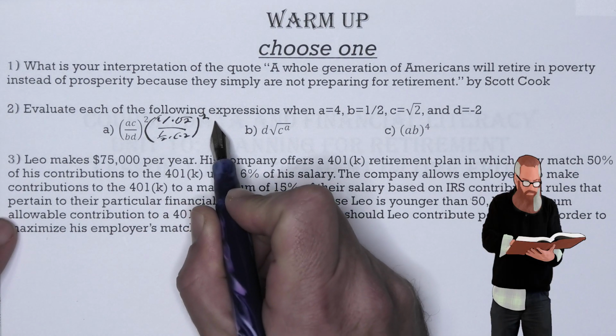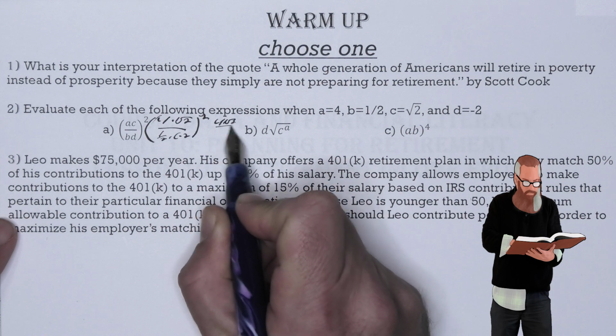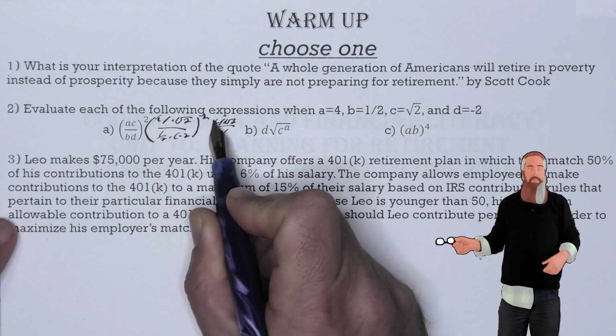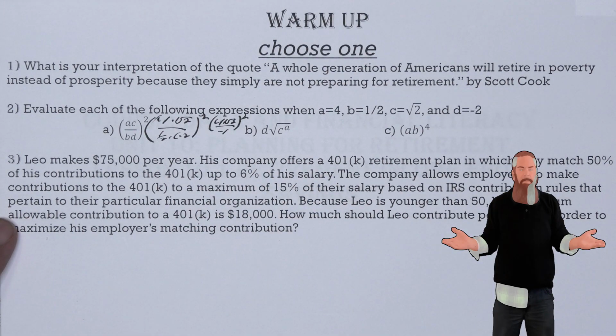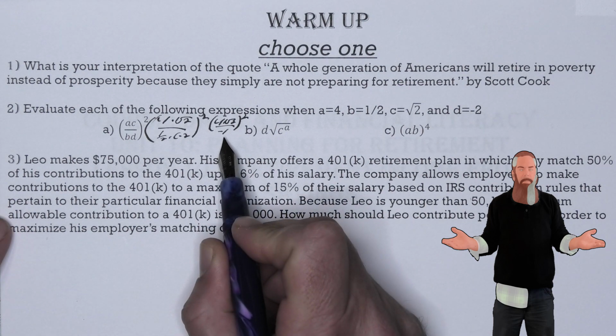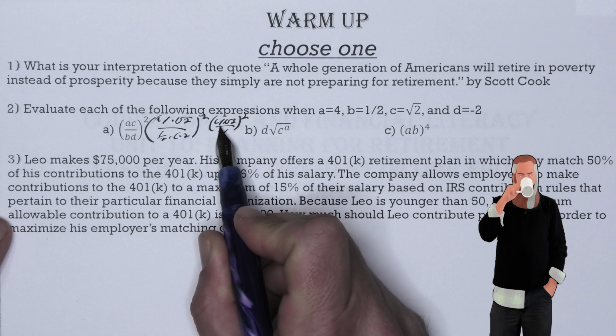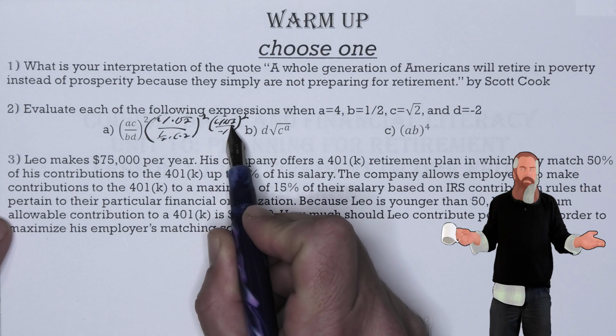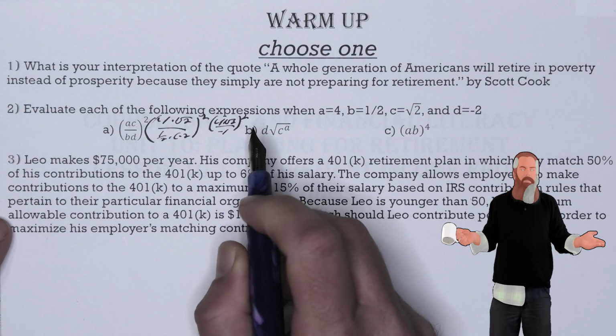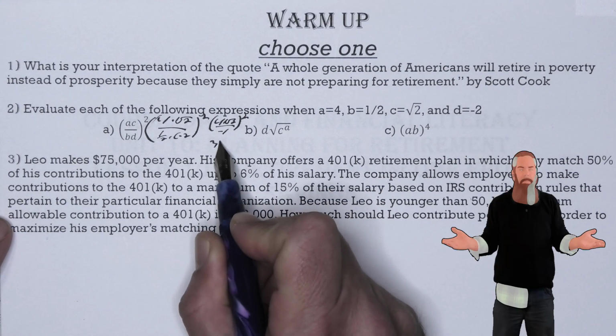This will give me 4 square root of 2 over -1 to the second power. -1 squared in the denominator is 1, making the denominator go away. 4 squared is 16. The square root of 2 squared is 2, so 16 times 2 is 32.